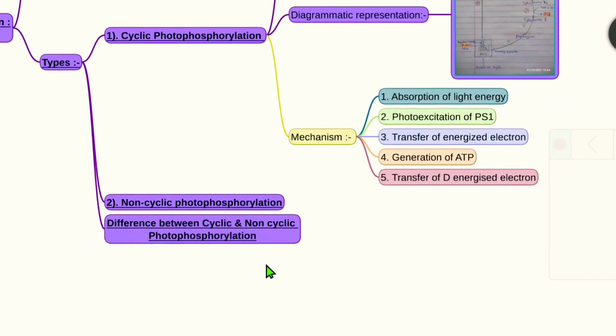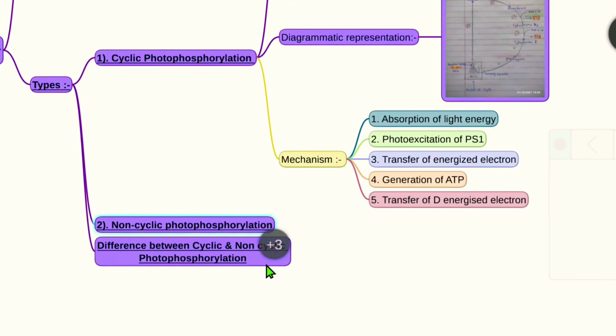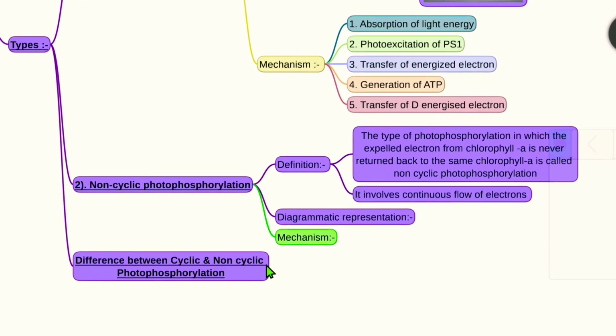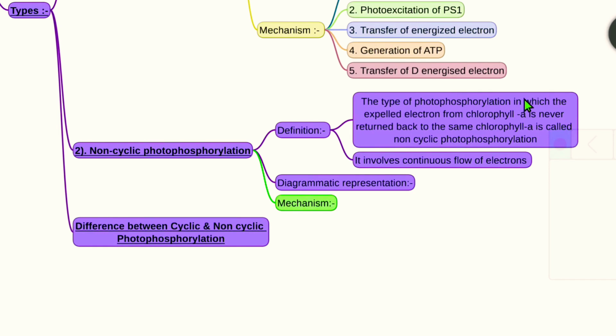Now let's go towards non-cyclic photophosphorylation. Let's see the definition. It is the type of photophosphorylation in which the expelled electron from chlorophyll a is never returned to the same chlorophyll a. It involves a continuous flow of electrons, and the electrons never return to the same chlorophyll. Hence it is called non-cyclic photophosphorylation.